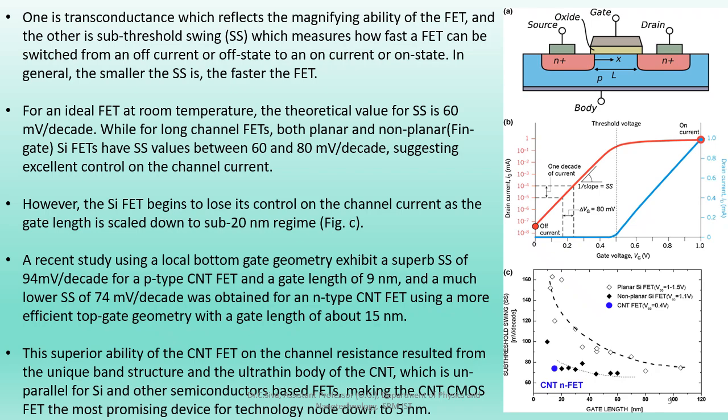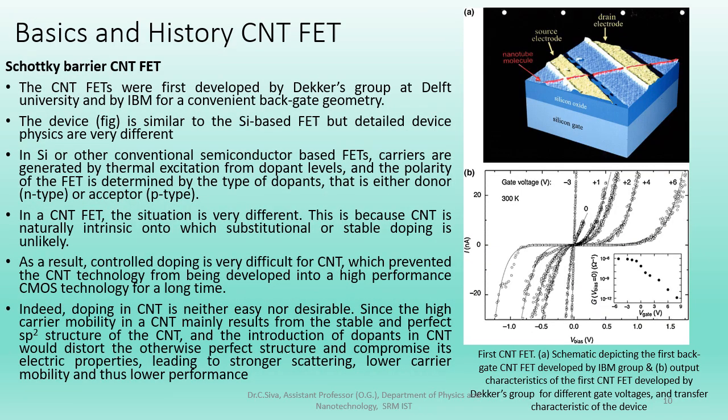It has been explained in these slides. You can go through them by pausing the video. In this slide, the basic history and the CNT effects are given, which is a Schottky barrier device. You can see here, the first CNT FETs were obtained by means of backgate structures. There is limited performance and slowed CMOS development.